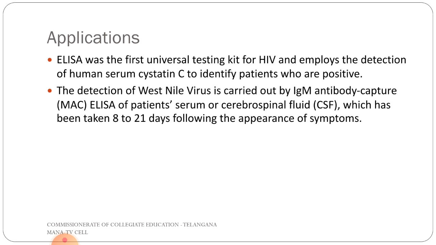ELISA was the first universal testing kit for HIV and employs the detection of human serum cystatin C to identify patients who are positive. The detection of West Nile virus is carried out by IgM antibody captured ELISA of patient serum or cerebrospinal fluids, which has been taken 8 to 21 days following the appearance of symptoms.